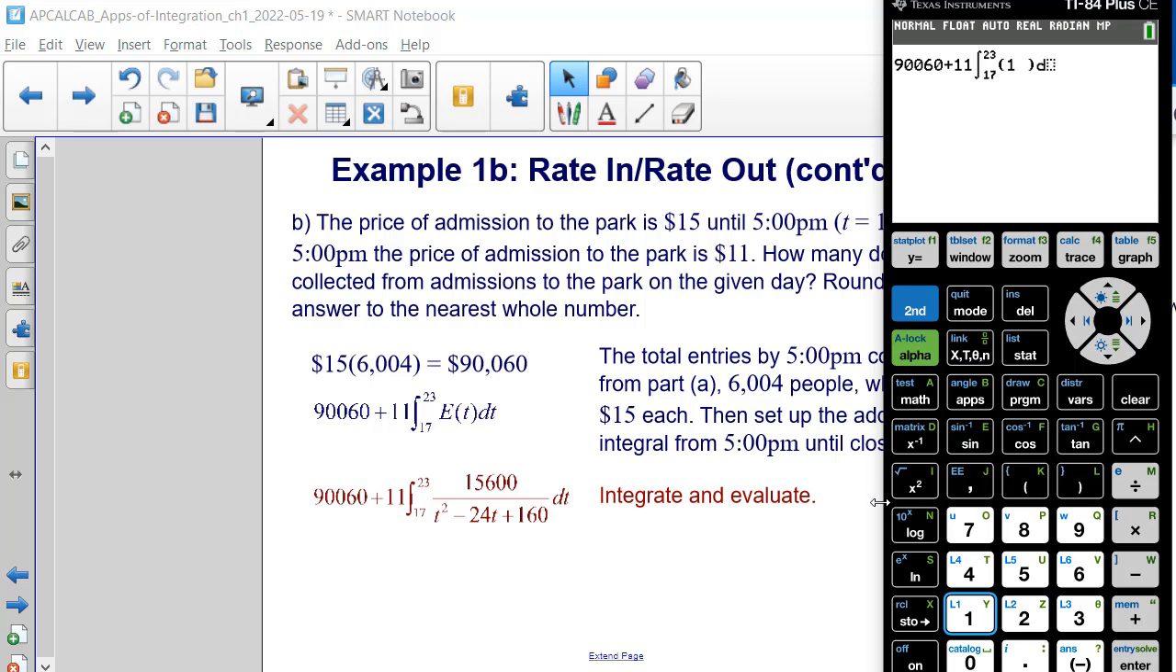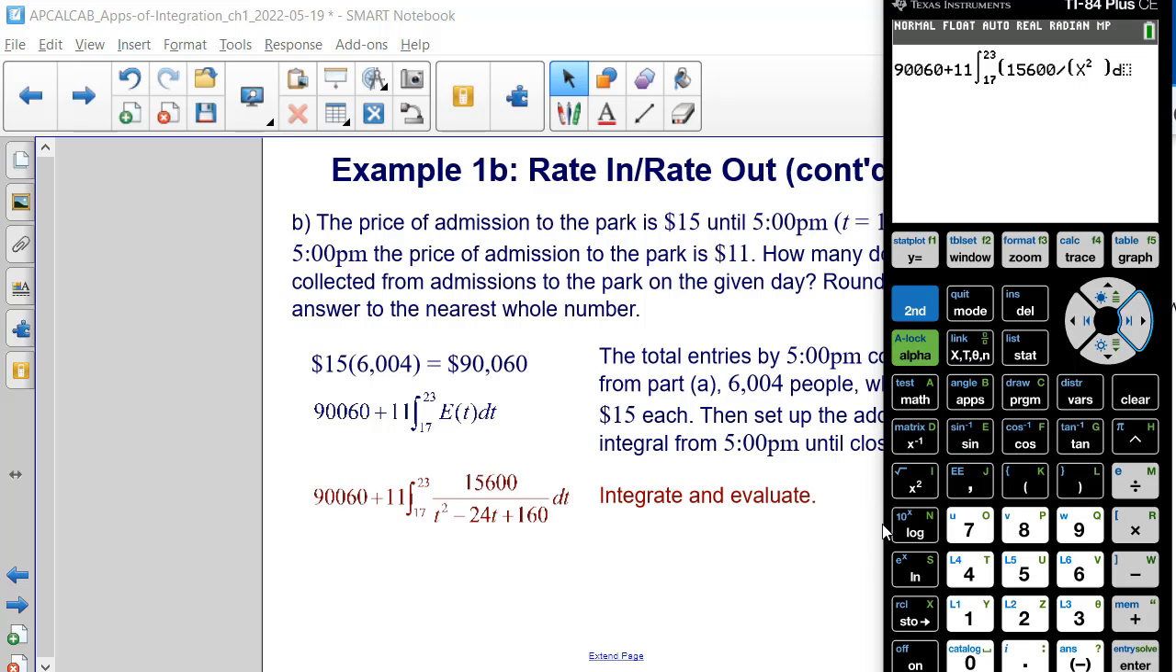And then we have 15,600 divided by the quantity, or open a parenthesis for the entire polynomial. I'm going to use x values when substituting it into the calculator. It's completely up to you how you would like to substitute it in. Just make sure that the variable that you use in your function is the same variable that you are integrating with respect to.